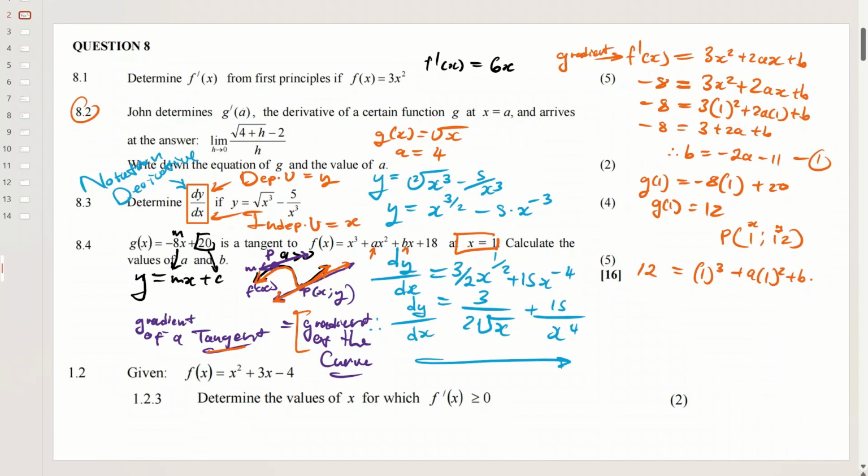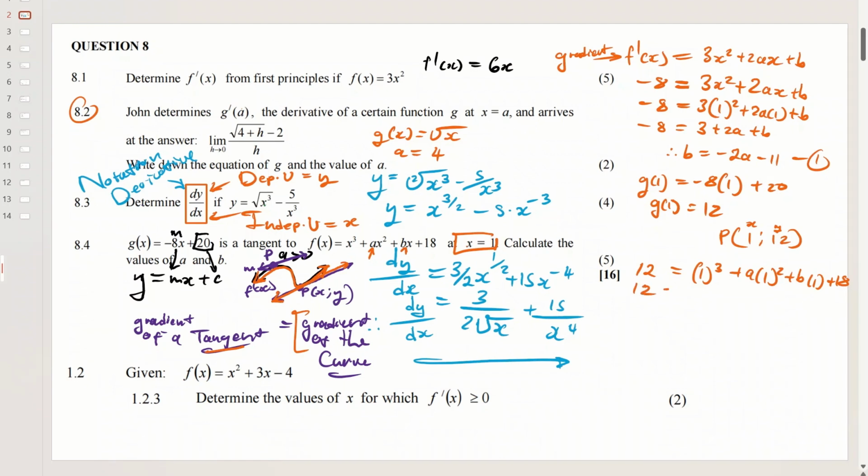But remember b is that, so forget about that now. So plus 18. So now this will give you 12 equals 1 plus a plus b plus 18. So now make a substitution there. The expression of b is minus 2a minus 11, plus 18. So now when you solve for a here, you take a to your left: a minus 2a will give us a negative a. When you take it to your left, you're going to have a, and then 12.